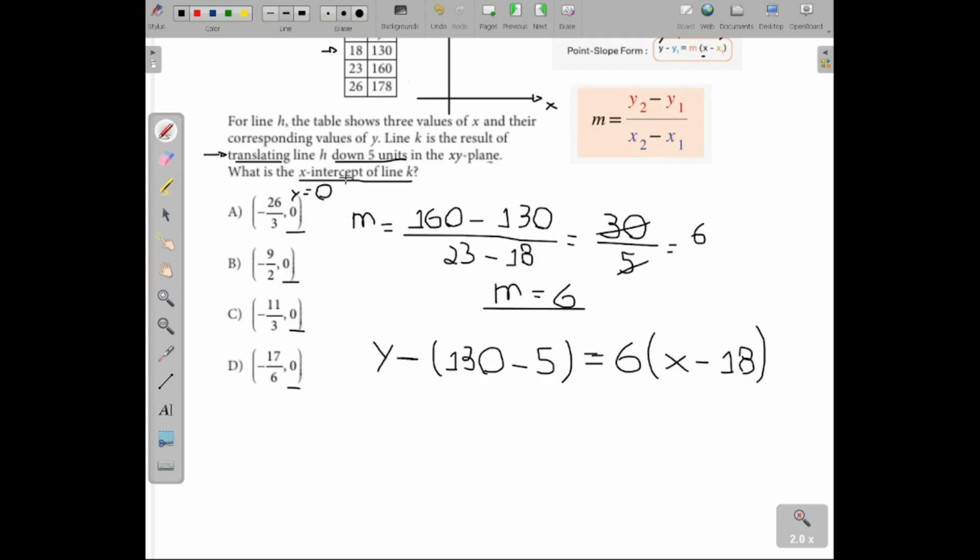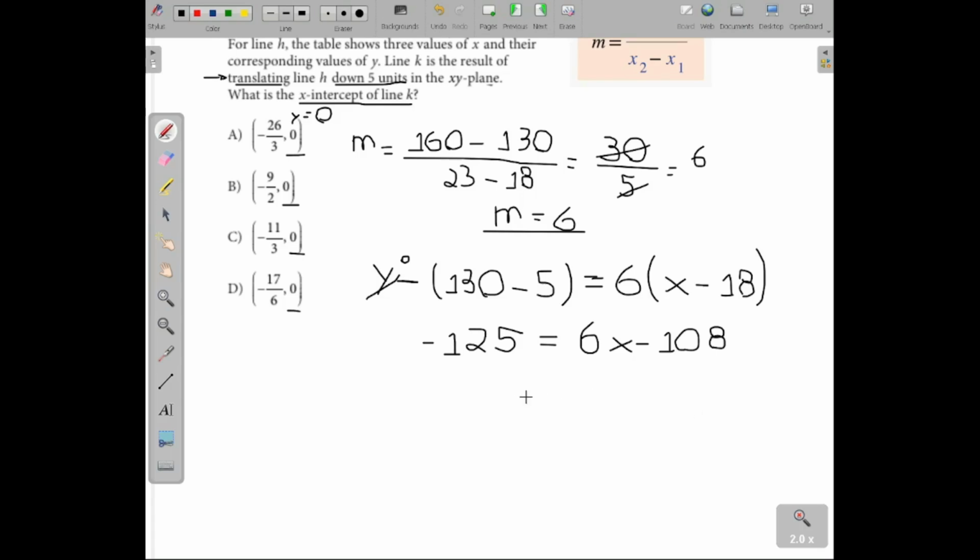So it's the x-intercept. We know that y is equal to 0, minus 130 minus 5 is 125, and with the negative it's going to be minus 125, equal to 6 times x, 6x, minus 6 times 18, minus 108. Now minus 125 plus 108 is equal to 6x.